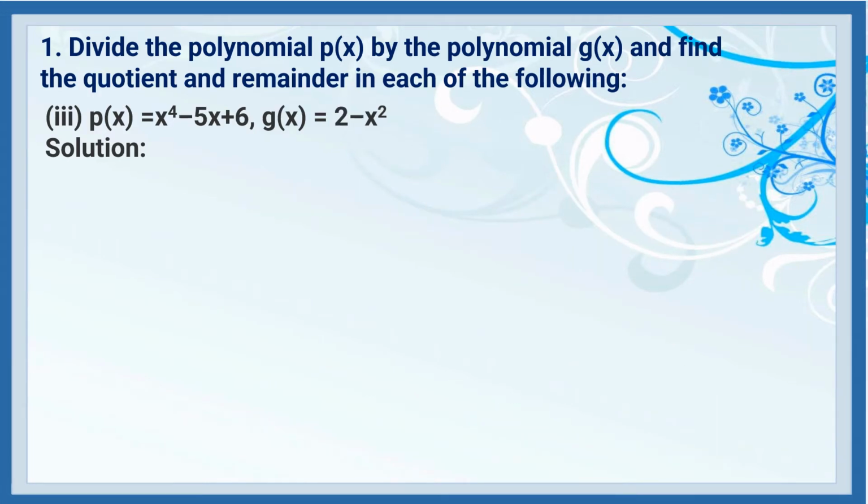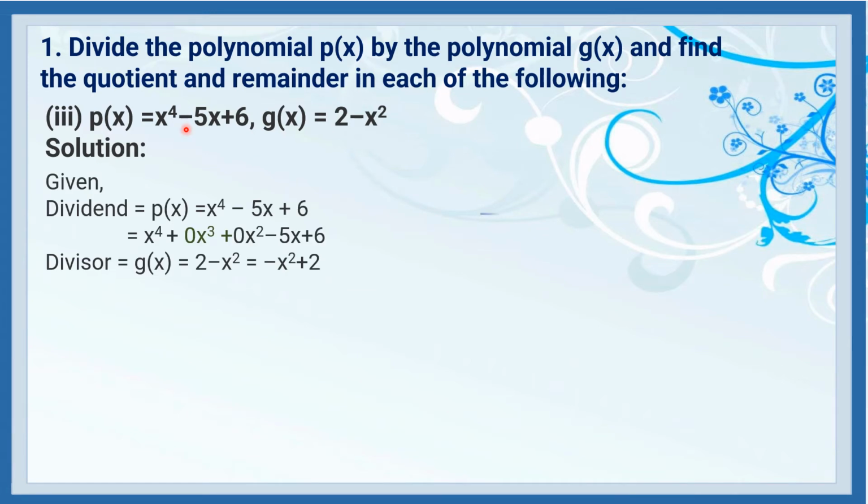One more sum. x power 4 minus 5x. Here the cube is missing, the square is also missing. So we should write 0x cube, 0x square also. Okay. So let us write that: x power 4 plus 0x cube plus 0x square minus 5x plus 6.